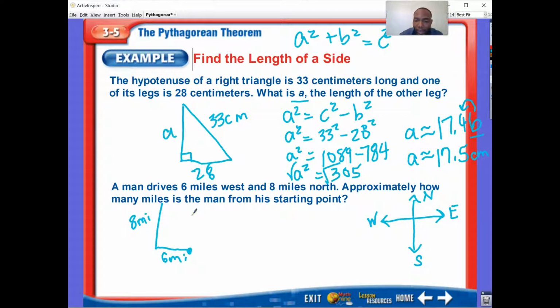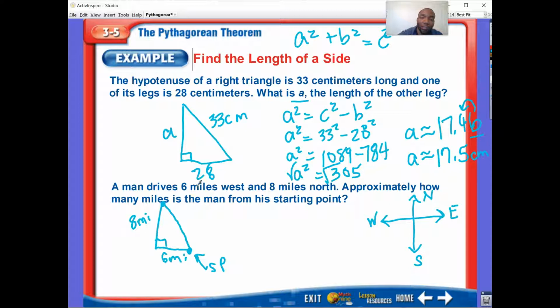So now, how many miles is the man from his starting point? You started here, that's the starting point, your S.P. You're now at this point, and you're trying to find out how far you are from the start. Look here, y'all. What did we just make? A right triangle.